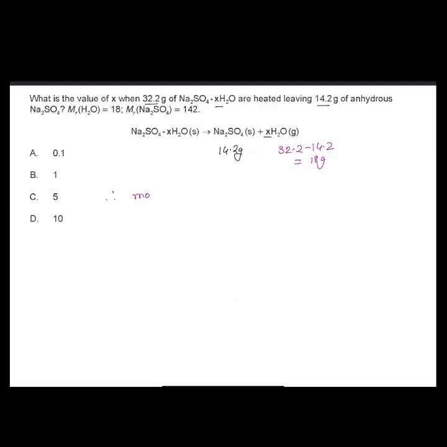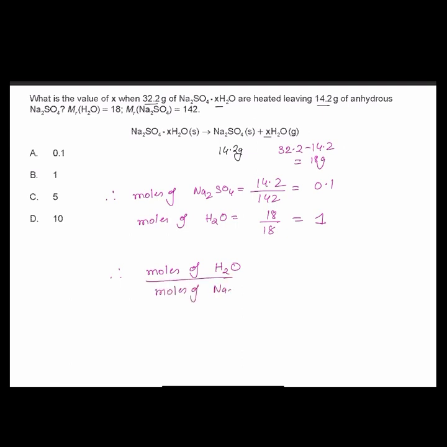Let's try that. The moles of Na2SO4 would be 14.2 divided by 142. Okay, that is 0.1. Moles of H2O would be 18 divided by the molar mass 18, that is 1. Now, I write the stoichiometric ratio between H2O and Na2SO4. The ratio would be equal to x over 1, because the coefficient of H2O is x and Na2SO4 is 1. So moles of H2O is how much? Moles of H2O is 1. Moles of Na2SO4 is 0.1. This will be equal to x. If I simplify, x becomes equal to 10. So from this we can say D is the correct answer to this question.